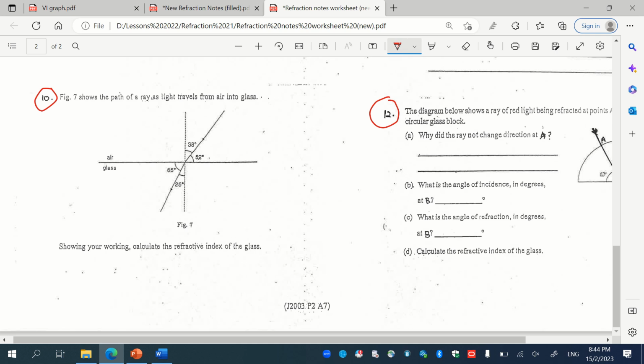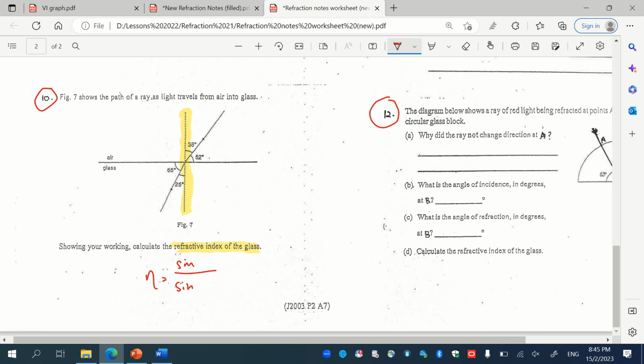Okay. So given all the angles, who is the angle I, who is the angle R? Identify first. First of all, identify your normal line. You can pause the video here and try the question yourself. My job here is to calculate the refractive index of the glass. So obviously the formula has got to be refractive index of the glass equals sine something over sine something, right? Sine bigger angle over sine smaller angle.